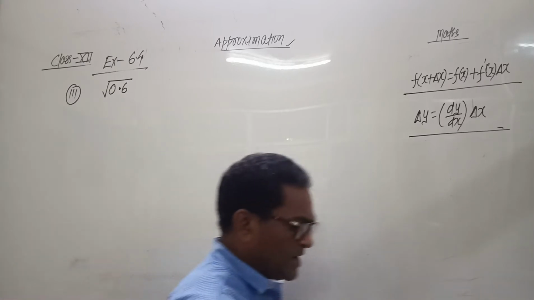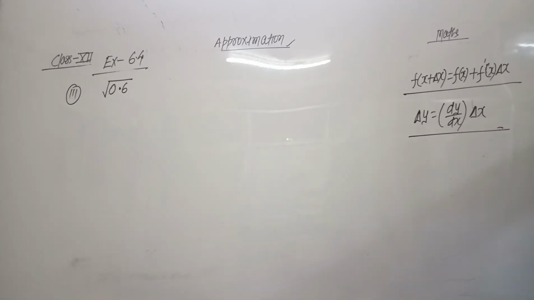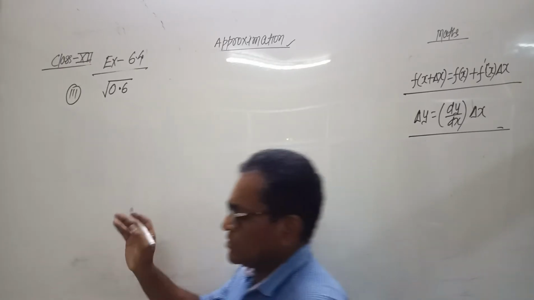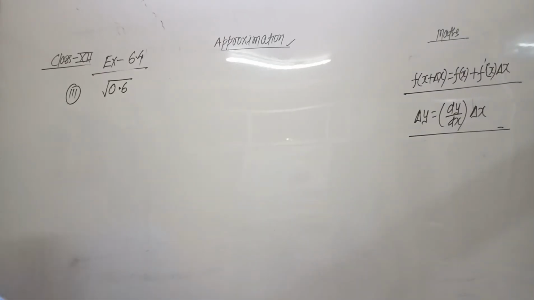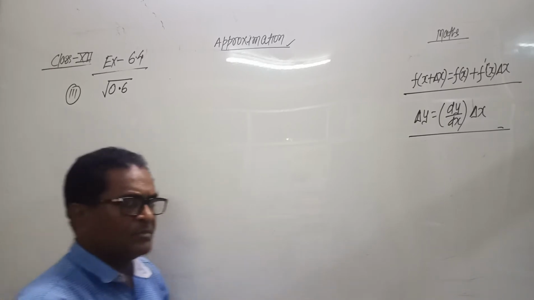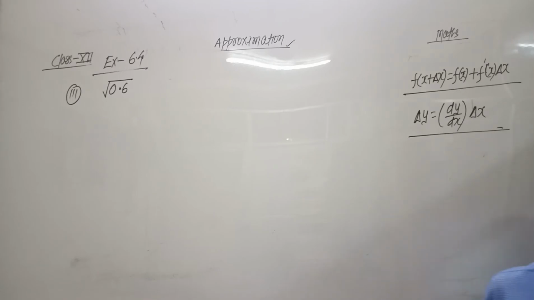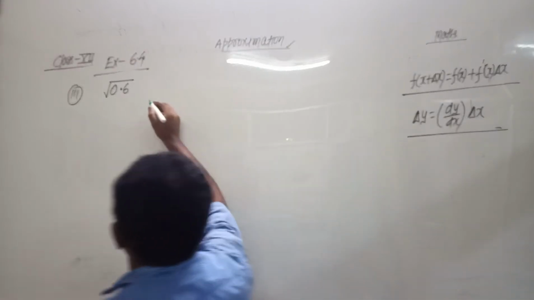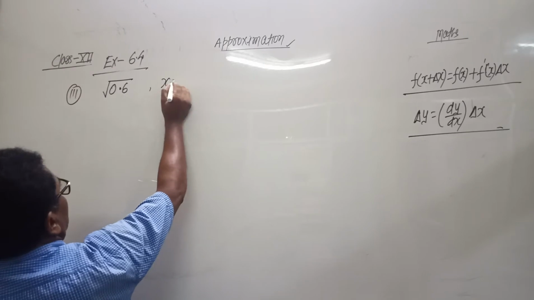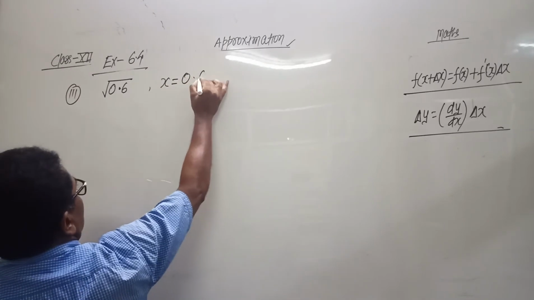So we have to select two values, x and delta x. So the nearby value near to 0.6, which is a perfect square, will be 0.64. So let x equal to 0.64.